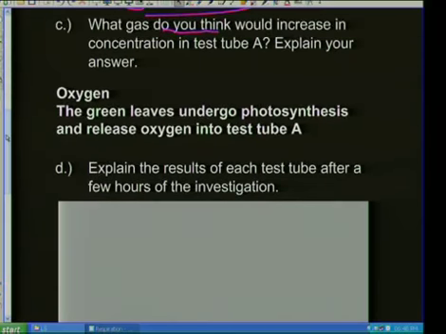The green leaves undergo photosynthesis, they release oxygen. So our answer is oxygen, as I said. Why? Because they undergo photosynthesis to release the oxygen into test tube A. Explain the results of each test tube after a few hours of the investigation. Now you have to remember what they're talking about there. We're just going to go through the answers quickly.